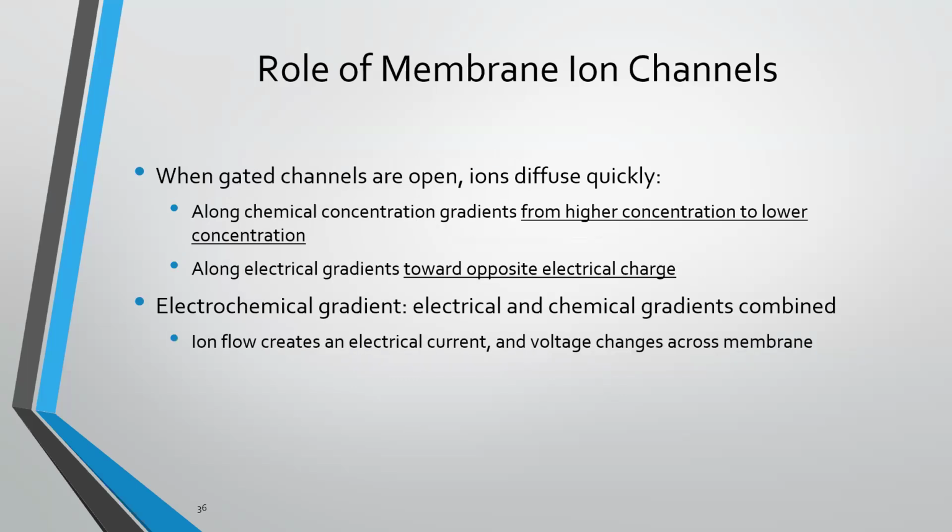All right, so when gated channels are open, the ions diffuse quickly through those channels along chemical concentration gradients from higher to lower concentration, and along electrical gradients, which is towards the opposite electrical charge. So positive to negative, negative to positive. And then electrochemical gradient, which is electrical and chemical combined. Ion flow creates an electrical current, and the voltage changes across the membrane.